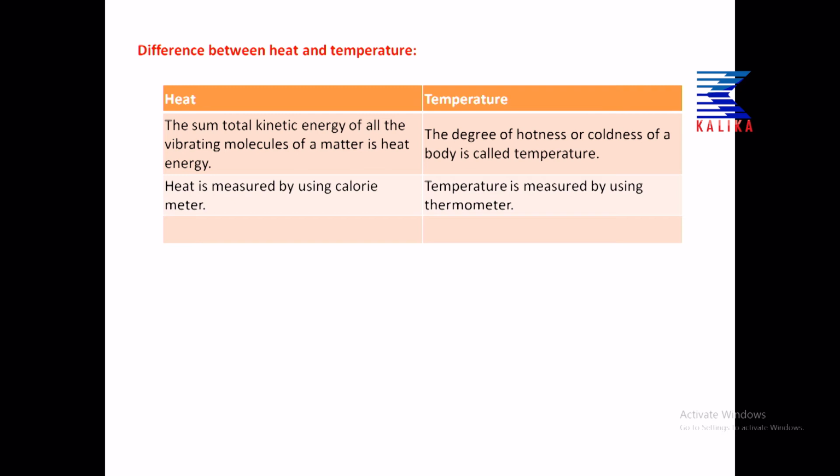You can add another point too. Temperature can be measured in different scales like degree Celsius, degree Fahrenheit, and Kelvin. Similarly, heat energy is measured in joule and calorie. Commonly used is calorie. Heat is the cause, temperature is the effect.